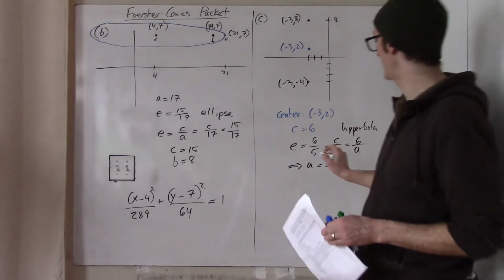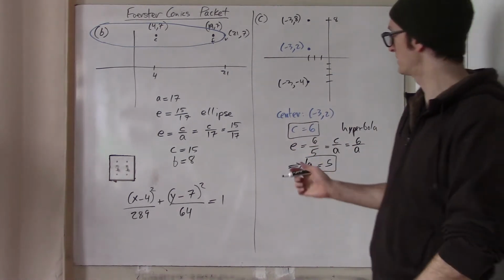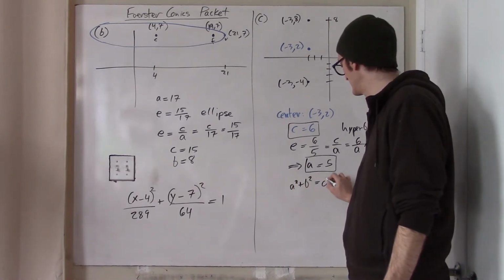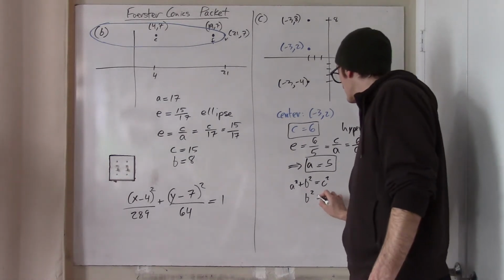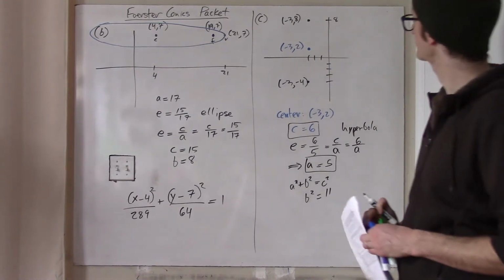And there it is, right? If A is 5 and C is 6, then you can do the Pythagorean Theorem. A squared plus B squared equals C squared in a hyperbola. So what is B squared? It's 36 minus 25, so it's 11.